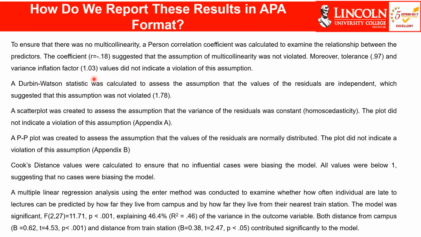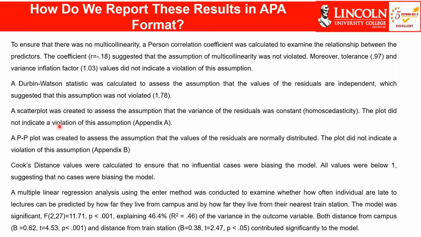assumption. A Durbin-Watson statistic was calculated to assess the assumption that the values of the residuals are independent, which suggested that this assumption was not violated at 1.78. A scatter plot was created to assess the assumption that the variance of the residuals was constant, that is, homoscedasticity. The plot did not indicate a violation of this assumption. Then you can now attach the plot. Okay, maybe a screenshot of it in an appendix. Then you can reference the appendix as Appendix A.